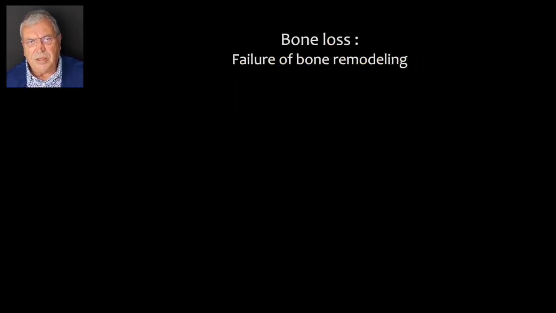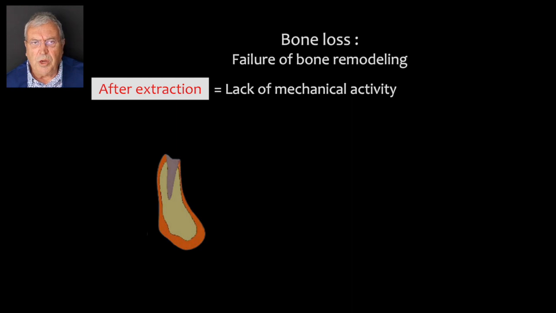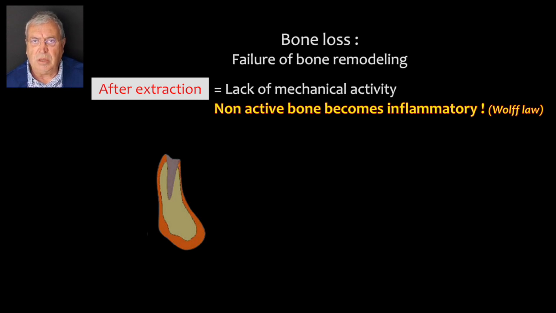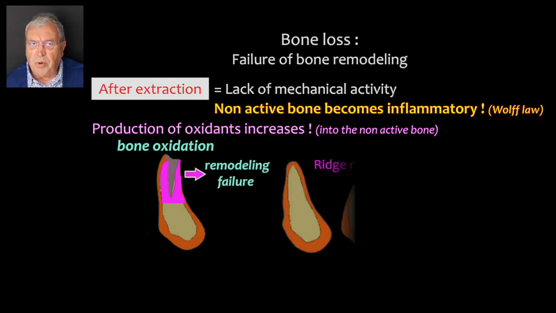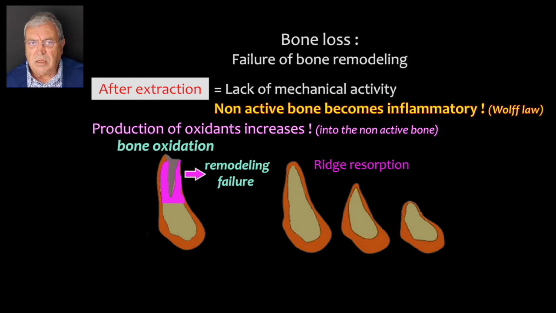Let's take one simple example of bone loss. After extraction, we know that the bone is not active mechanically. And what happens when the bone is not working? It becomes inflammatory. This is a well-known flow. And we know what happens when the inflammation stays long term. The production of oxidant increases, leading to oxidation of the ridge, failing of the remodeling, and then this is how the ridge resorbs. Simply.